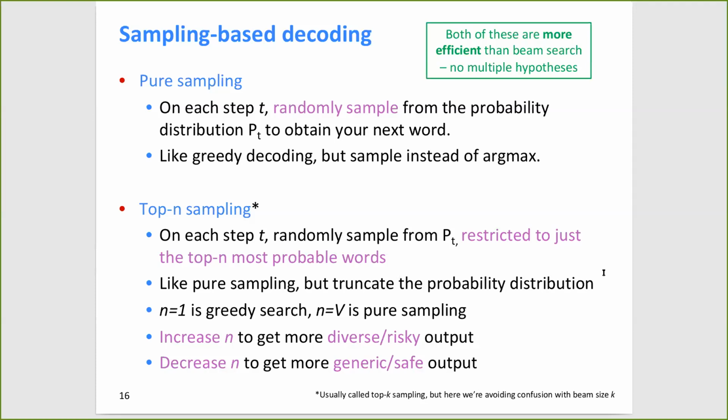When it comes to top-n sampling, instead of going totally for random sampling, the sampling is restricted to some top and most probable words.